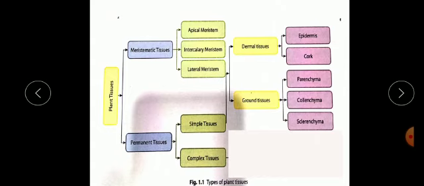We studied epidermis and cork as example of dermal tissues. Ground tissues are further of three types, parenchyma, collenchyma and sclerenchyma. Today we are going to discuss about complex tissues.